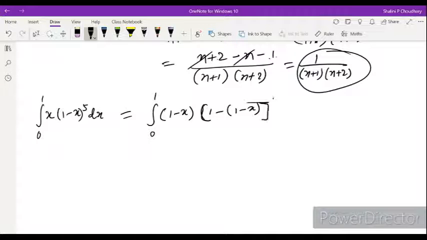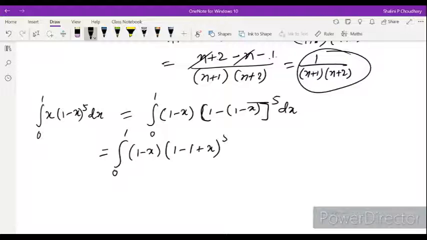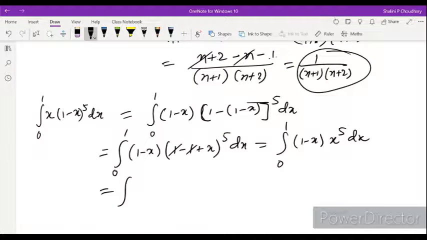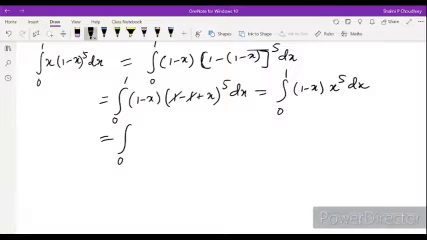So here we will write 1 minus x into 1 minus x to the power 5 dx, and this will be equal to 0 to 1 minus x, 1 minus 1 and minus minus plus x to the power 5 dx. This will be equal to 0 to 1 minus x into, 1 minus 1 cancel, so there is no need to write the bracket, we can write directly x to the power 5 dx. Okay, so this will be equal to 0 to 1 of x to the power 5 minus x to the power 6 dx.